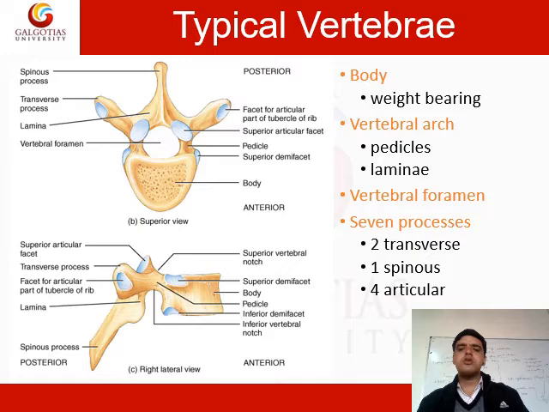There are 2 transverse processes, which act as the lateral horns of the bone. The central one, directly at the back, acts like an antenna, and that particular process is known as the spinous process. Apart from that, there are 4 articular processes, which are responsible for the attachment of the adjacent vertebrae.